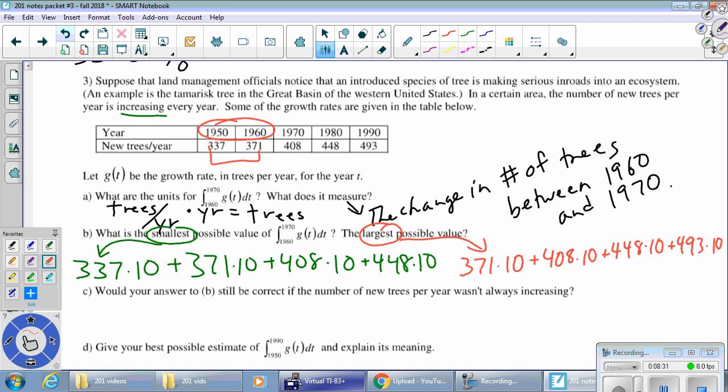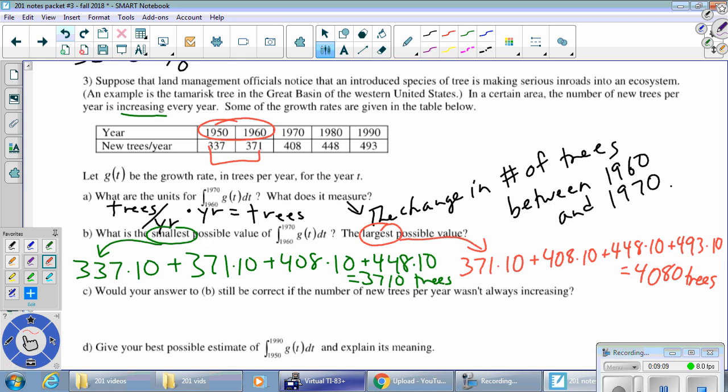Okay, so you do the calculation. I'm just going to read it off of the key here. So 3710 and 4080. Okay, so those are our two estimates for how many trees, how many new trees, got added between 1960 and 1970. Definitely more than 3,710 and definitely less than 4,080.